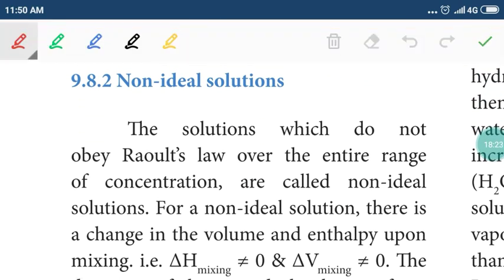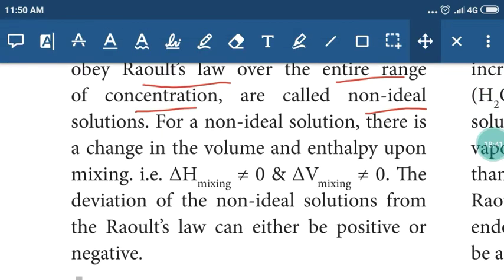Non-ideal solution. A non-ideal solution means any solution which will not obey Raoult's law over the entire range of concentration. So Raoult's law cannot be obeyed in all concentrations, so practically the solutions are non-ideal in nature. So what is the effect of a non-ideal solution?